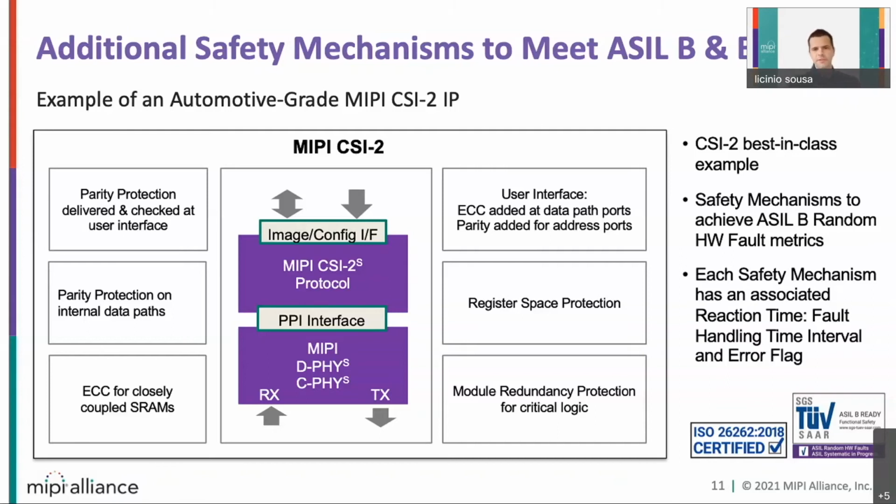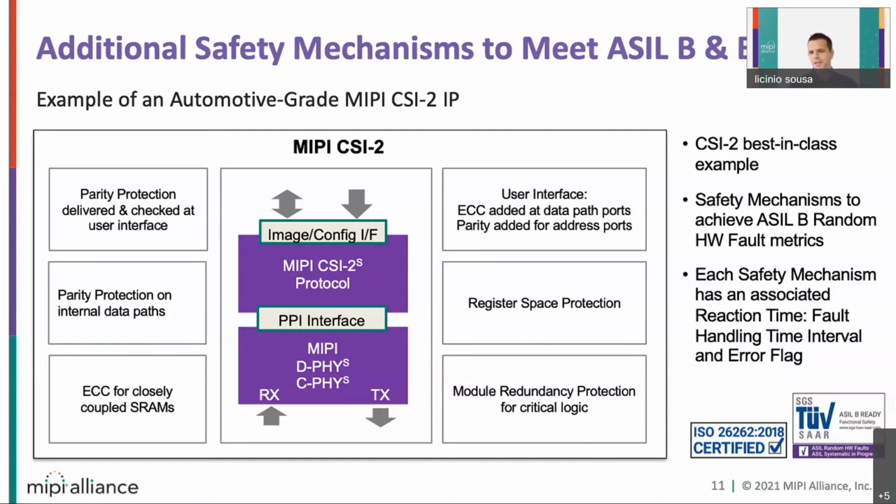Now, a new version of this implementation, with a new version of the MIPI spec already guided by ISO 26262, means that probably not all of these capabilities need to be in place in order to achieve the safety levels, but some of them will still be required. For example, the FIFOs that you need to implement the protocol, whatever buffers you're using, they need to be protected. Those ECC for closely coupled SRAMs for the implementation.